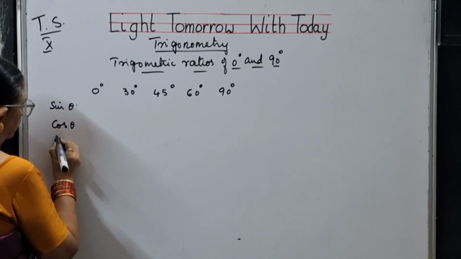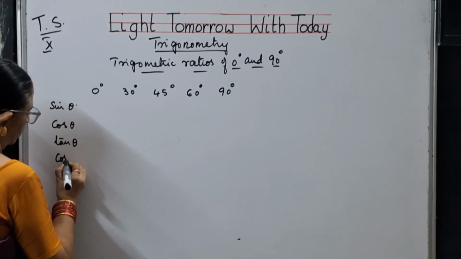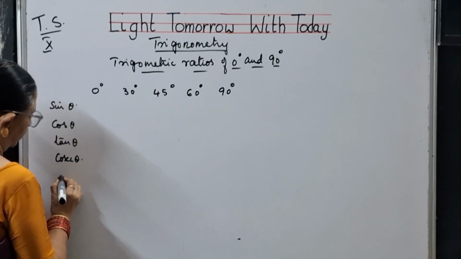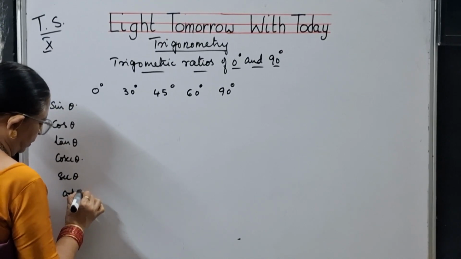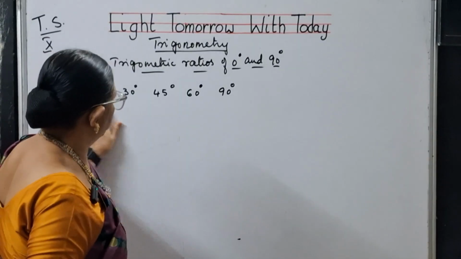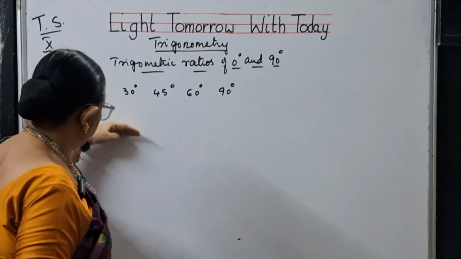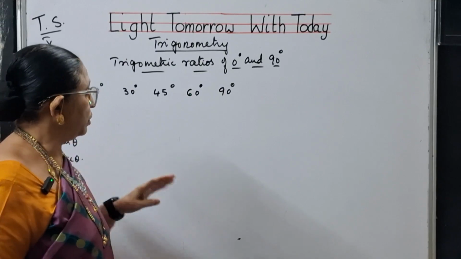cos theta, tan theta, cosecant theta, secant theta, cot theta. We are going to write the values ranging from 0 to 90 for all this to complete the table. So, how do you do?